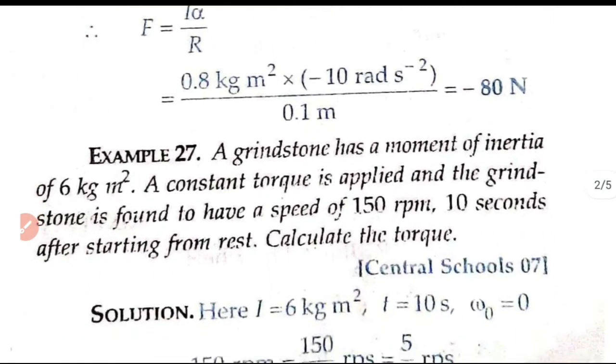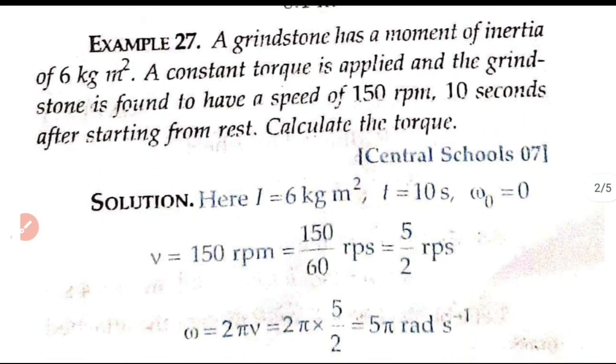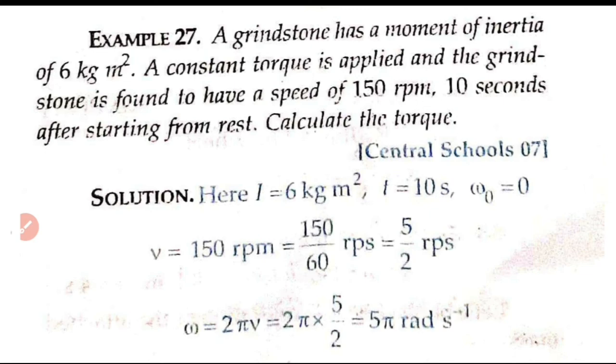Now coming to the next question. A grindstone has a moment of inertia 6 kilogram meter square. A constant torque is applied and the grindstone is found to have a speed of 150 rotations per minute 10 seconds after starting from rest. Calculate the torque.